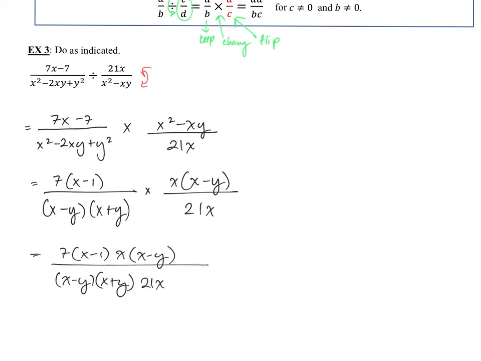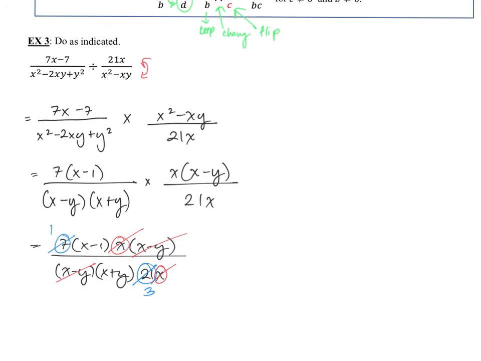Now I've got a fraction with a lot of multiplication going on. I could possibly cancel something. Let's see, are there any terms that are similar? We have an x minus y and an x minus y. Let's cancel those out. And then we have an x and an x. Let's cancel those as well. What else can we cancel? We're in a canceling mood. 7 and 21. They both share 7, so 7 divided by 7 is just 1. 21 divided by 7 is 3.